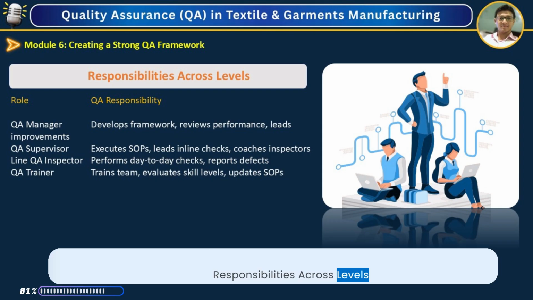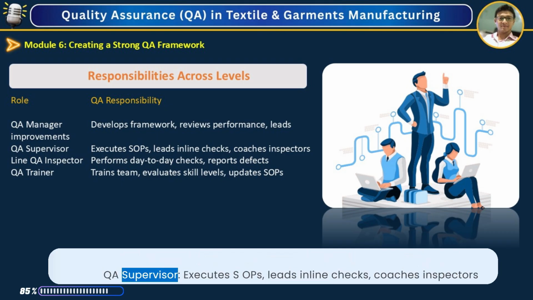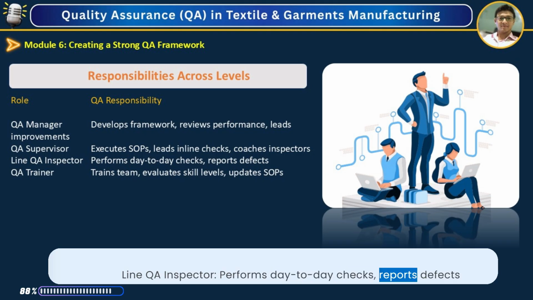Responsibilities across levels. Role and QA responsibility. The QA manager develops the framework, reviews performance, and leads improvements. The QA supervisor executes SOPs, leads inline checks, and coaches inspectors. The line QA inspector performs day-to-day checks and reports defects. The QA trainer trains the team, evaluates skill levels, and updates SOPs.